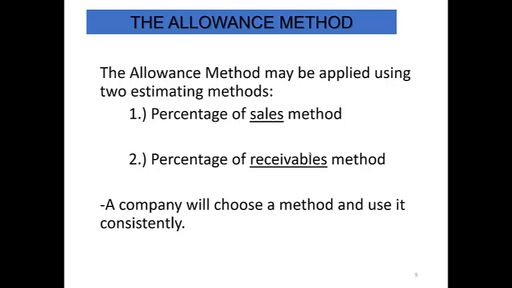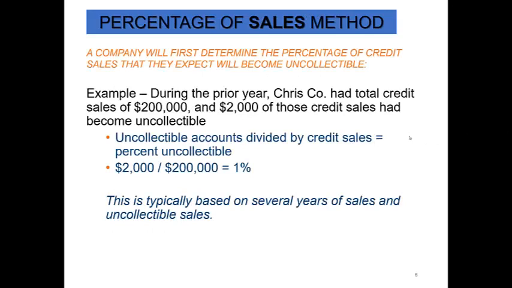So a company will choose one method or the other, and they'll stick with that method and then use it consistently. So let's look at an example here for the sales method. Remember, the sales method is basing the estimated bad debt on the amount of sales for the year. Okay, so first of all, before you can do that, you need to figure out what percentage you're going to use of your credit sales.